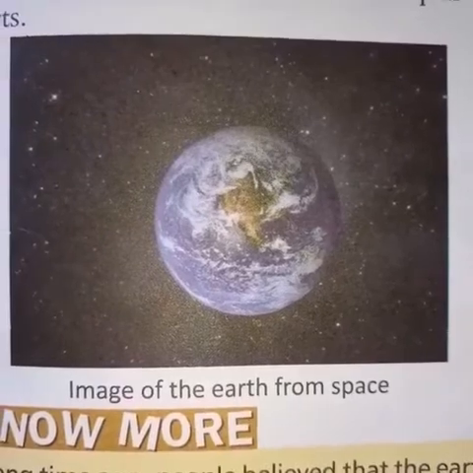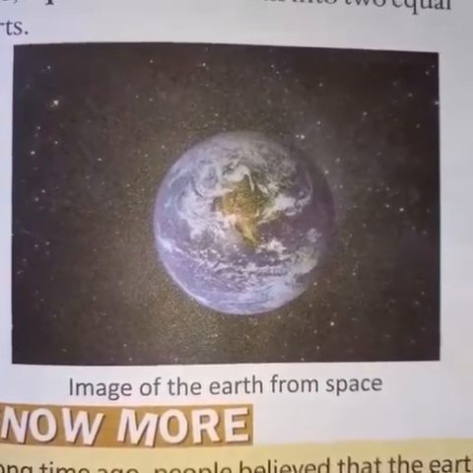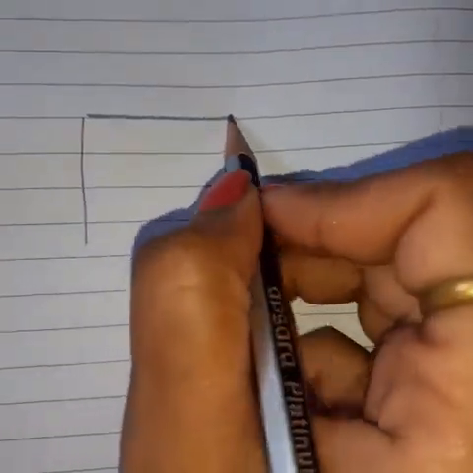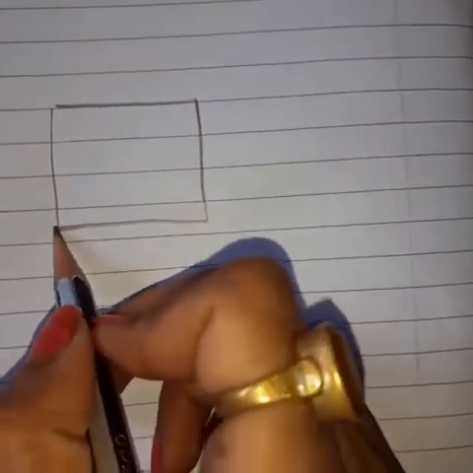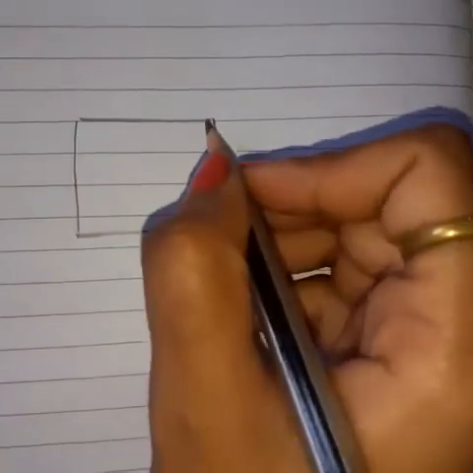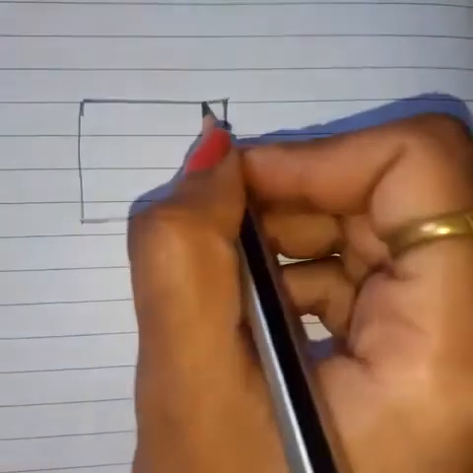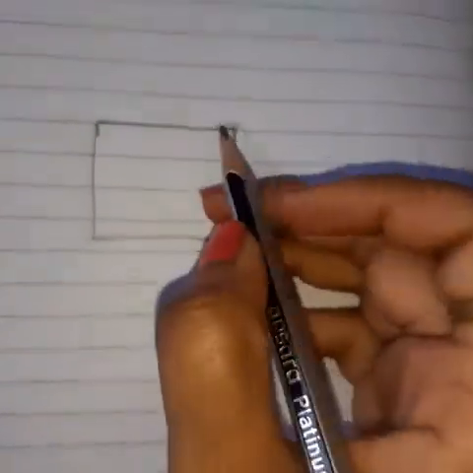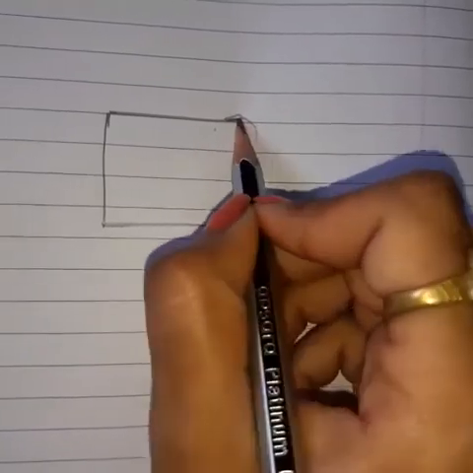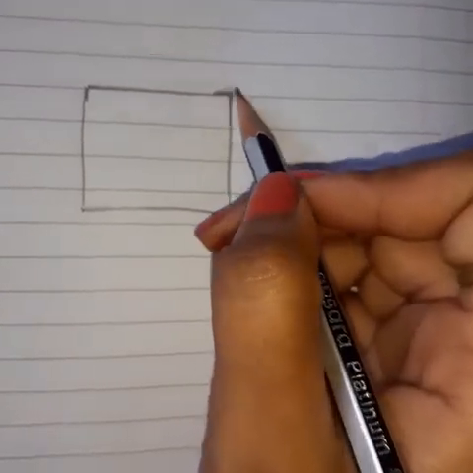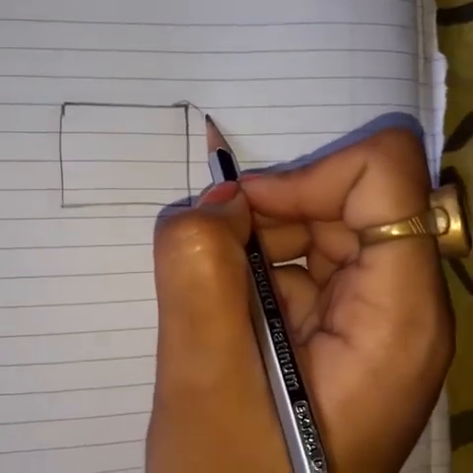Can you imagine what would happen if the earth were flat? For example, I am showing you something. Suppose the earth were flat. Then what would happen? If the earth were flat, people and things would fall off its edge. Okay? This is the edge and people can fall off its edge. Okay?